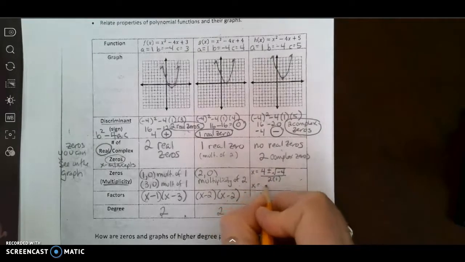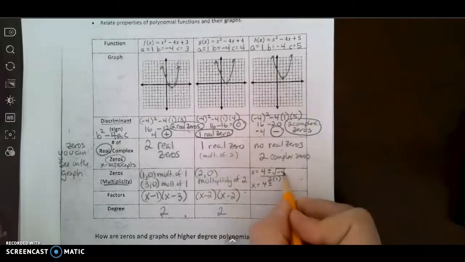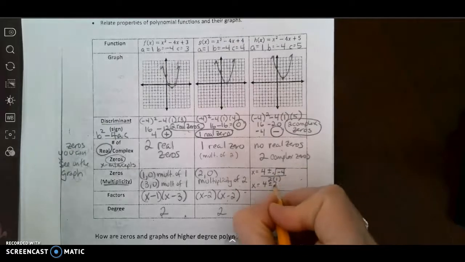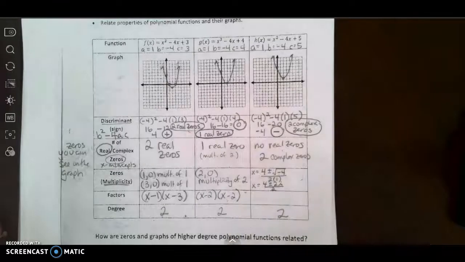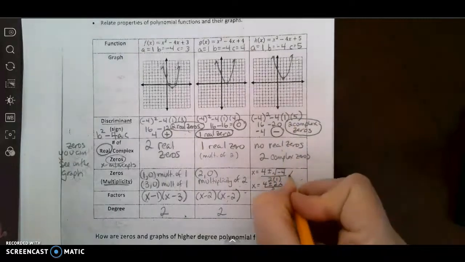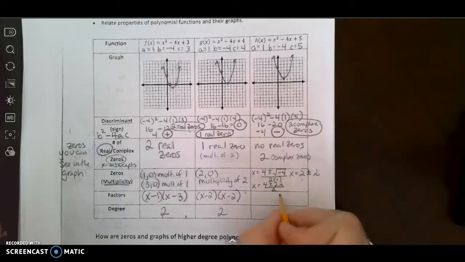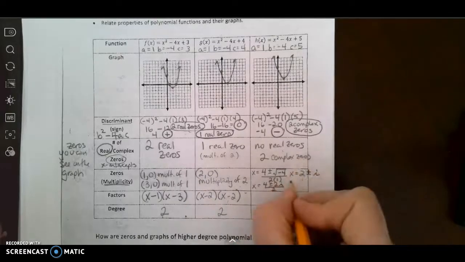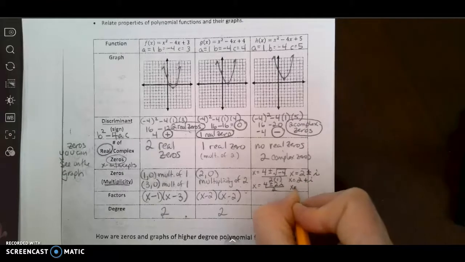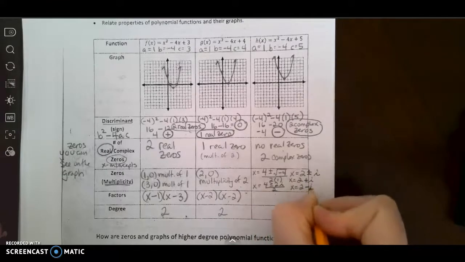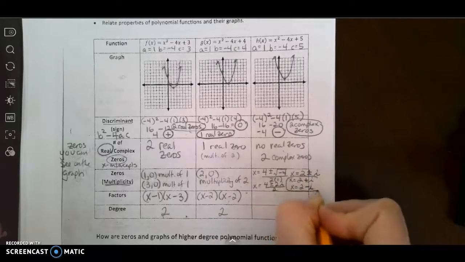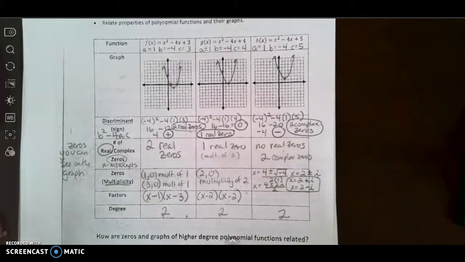So I get x equals 4 plus or minus the square root of -4 is 2 for the 4 and i for the negative, so 2i divided by 2. Now notice every one of these numbers can be divided by 2, so I get x equals 2 plus or minus i, because I divided each of these by 2. So I could say that one of my zeros is 2 plus i, and one of my zeros is 2 minus i. Those are my two zeros, 2 plus i, 2 minus i.